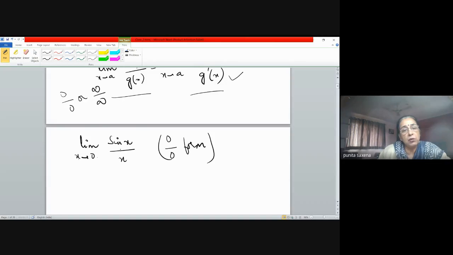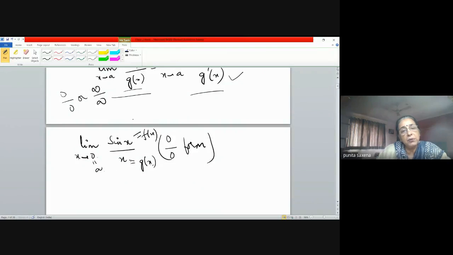So according to L'Hopital, your f(x) is sin x, and your g(x) is x, and your a is 0. So if you look at this formula, the limit as x tends to a of f(x) upon g(x), where the limit of f(x) is 0 and the limit of g(x) is also 0 as x approaches a, that's why it becomes a 0 by 0 form. So we can apply L'Hopital's rule here.